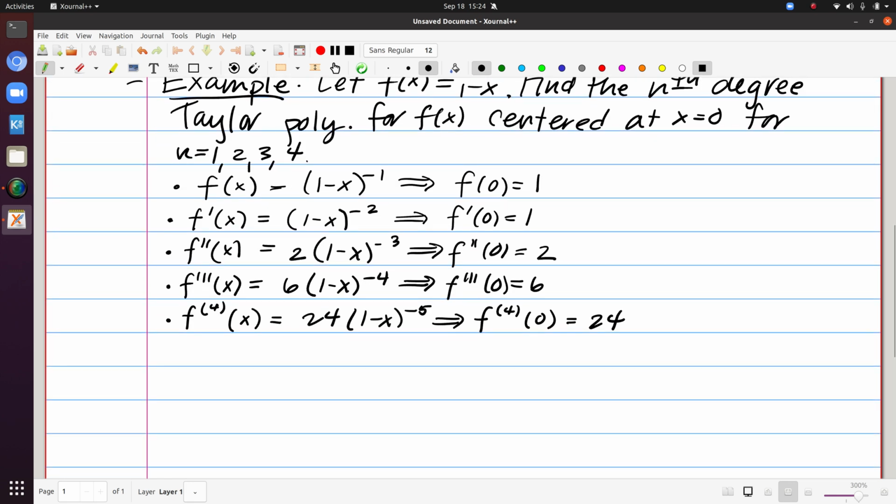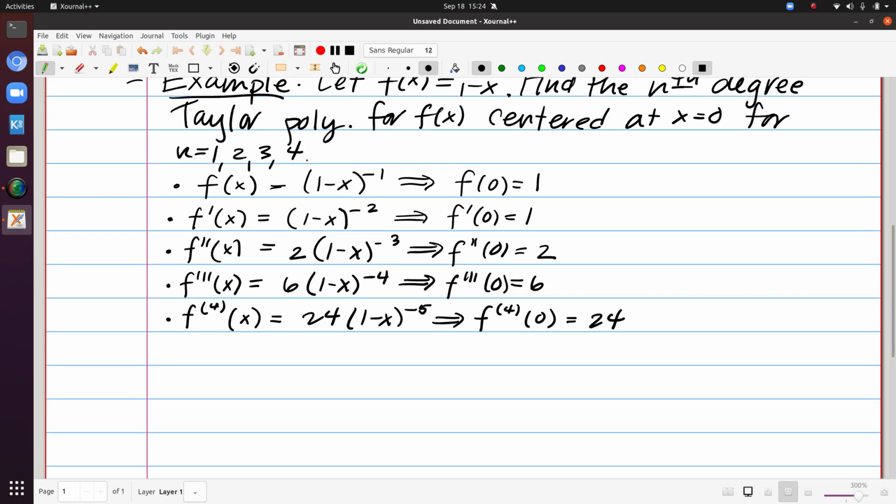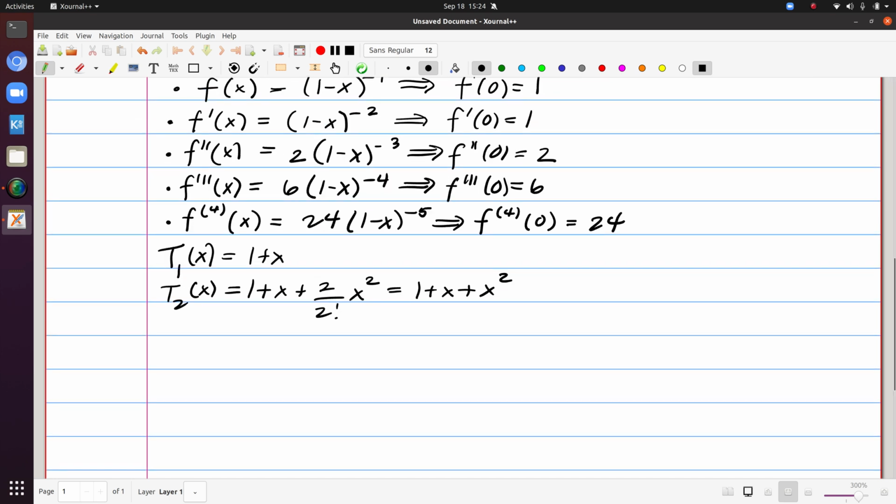So in answer to the question here, I can find the requested Taylor polynomials. So T sub 1, the first degree Taylor polynomial, would be 1 plus x. T sub 2 would be 1 plus x plus 2 over 2 factorial x squared, which is just 1 plus x plus x squared. And as I'm constructing the higher order polynomials, I'm taking advantage of the fact that I can use the previous polynomial and tack on one extra term.